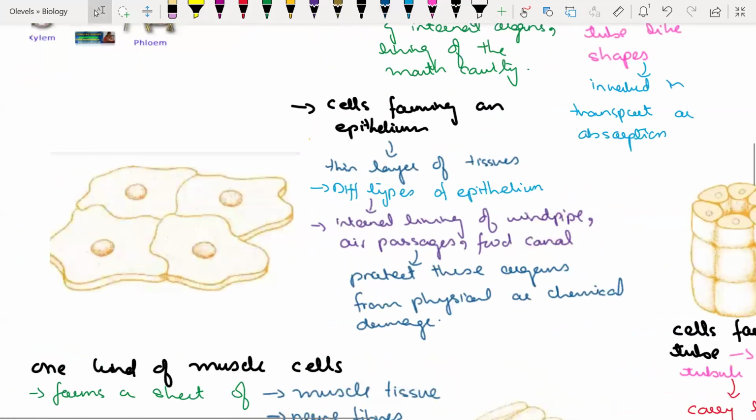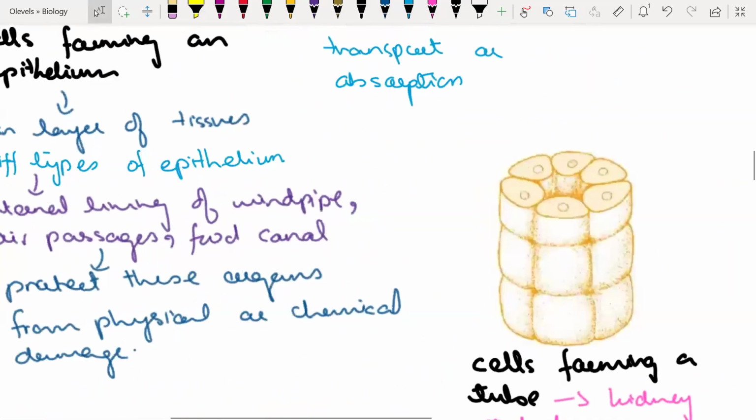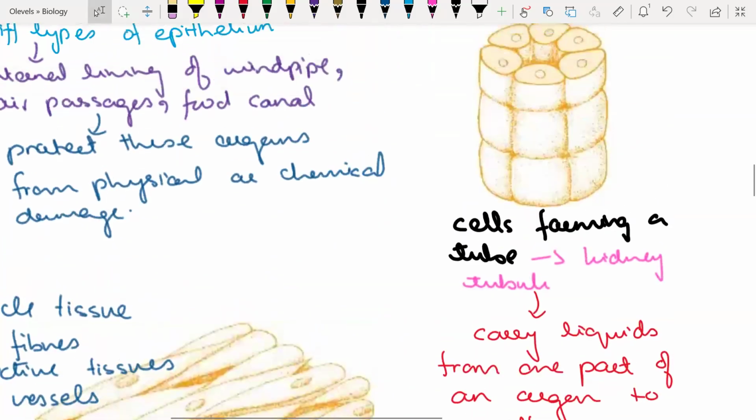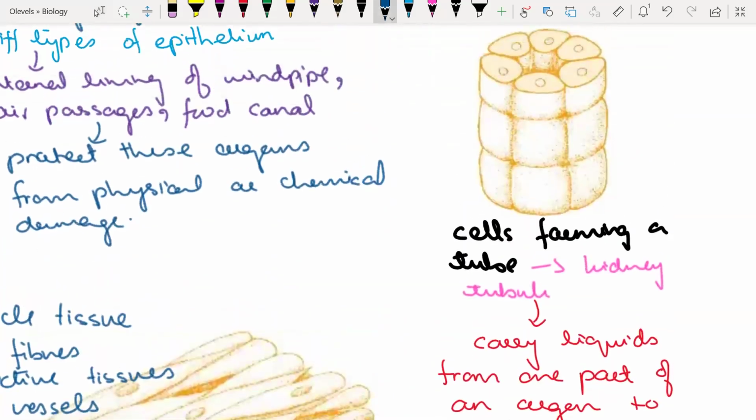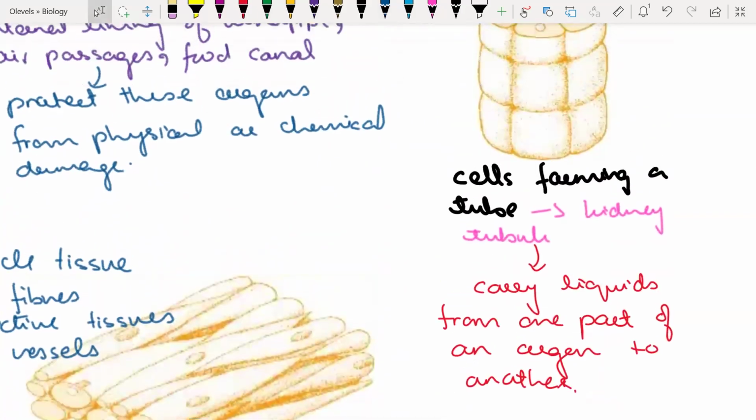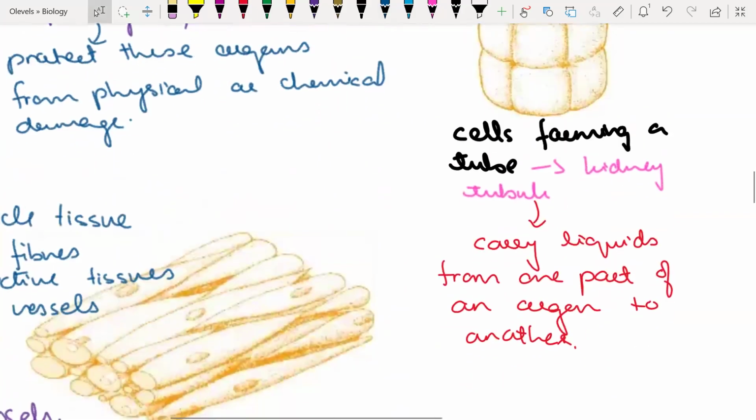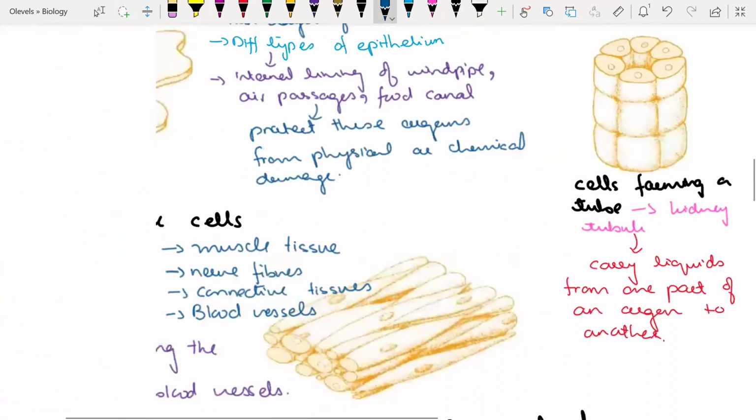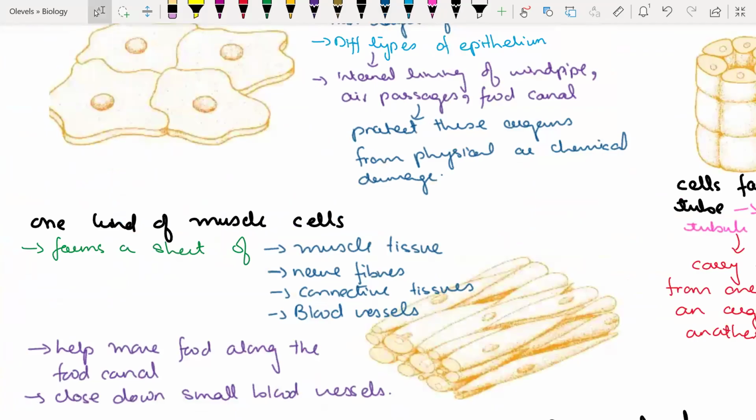Then we see another kind of tissue. These are cells that are forming tubes, right? These are the same cells, but they are arranged in such a way that they form a tube-like structure. If you consider kidney tubules, you know that they carry liquids from one part of the organ to another. Again, they are a group of cells working together, so obviously they are tissues, just arranged in different shapes.